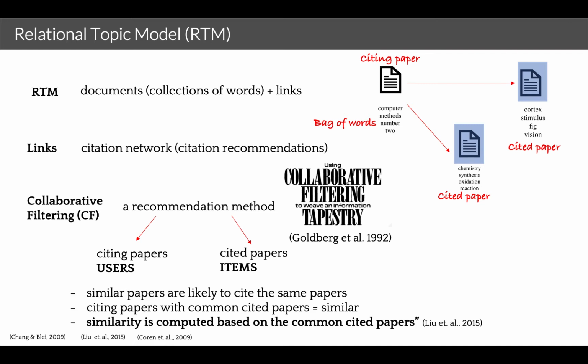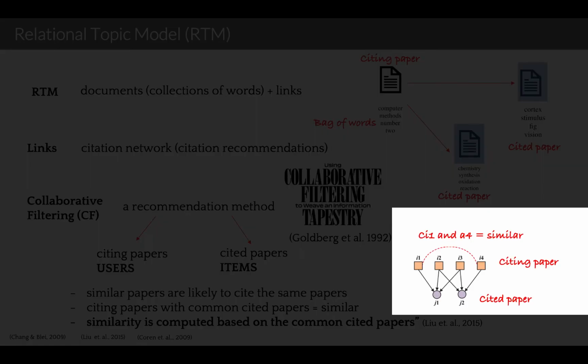Links between documents are modeled as binary variables. RTM defines a joint distribution of the words in each document and a citation link between them. If you look at the graph on the bottom right, you have papers I1, I2, I3, I4 as citing papers and J1, J2 as cited papers. And you notice there are two papers citing the same paper, which are I1 and I4. So they're similar.